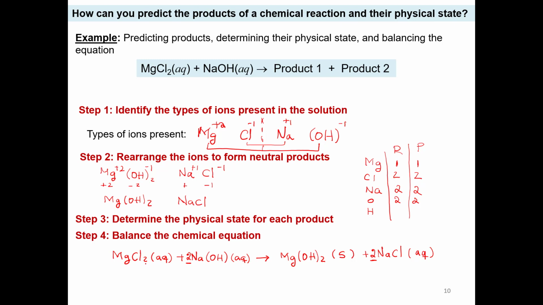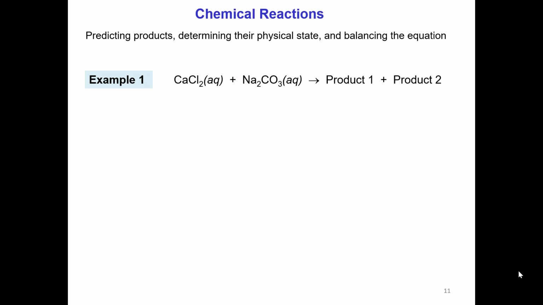Let's see how many hydrogens we have here. In this case, remember, these 2 multiply the whole molecule, so 2 times 1 will be 2. Let's see how many hydrogens are on this side. We have 2 hydrogens. We have the same number of atoms on each side of the equation, which means the equation is balanced. This is the final result, the equation that describes this chemical reaction.